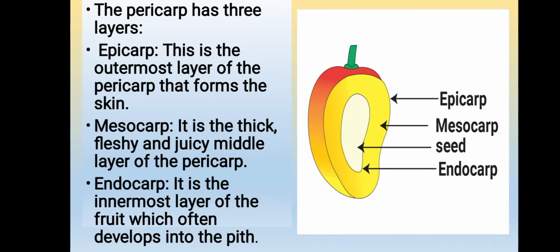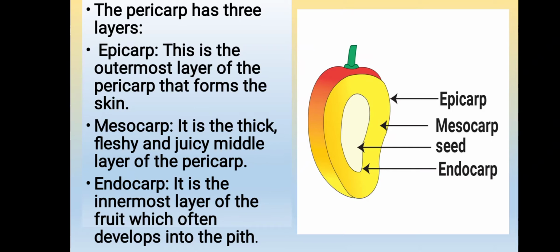Epicarp, this is the outermost layer of the pericarp that forms the skin. Mesocarp, it is the thick, fleshy, and juicy middle layer of the pericarp. Endocarp, it is the innermost layer of the fruit, which often develops into the pith.